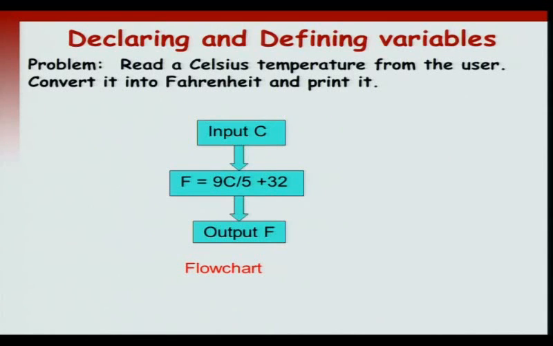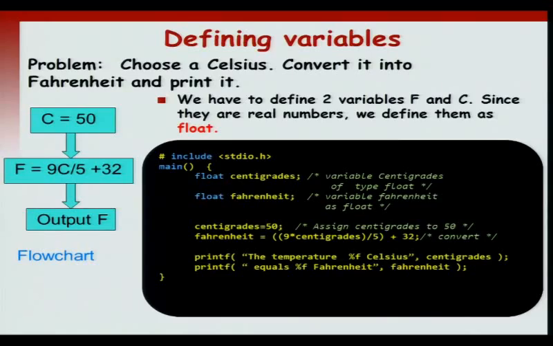We will draw the simple flowchart for the program. You input the temperature C in Celsius, and convert it into Fahrenheit according to the formula 9 by 5 times Celsius plus 32. Once you are done with that, the variable F holds the Fahrenheit value. So, you output the F. Here is the simple flowchart that we want to implement. Now, how do we write the equivalent C code?